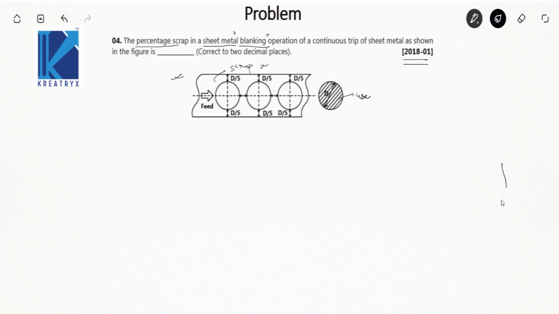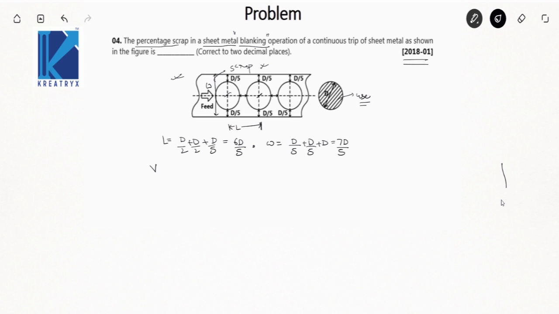Now we will calculate, in one punch, how much is the scrap portion and how much is the used portion. So from center to center distance we are taking it. So what is the length? Length is d/2 plus d/2 plus d/5, so it will come as 6d/5. Now width, this is the width. So width is d/5 plus d/5 plus d, which is 7d/5. From the figure we are getting these values.